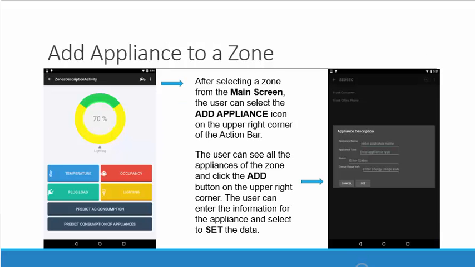After selecting a zone, the user can add an appliance to a zone by clicking the Add Appliance icon on the upper right corner of the action bar. The user will then see a list of all the appliances in the zone and can click on the Add button to add an appliance, where he can enter the information of the appliance, such as the appliance name, appliance type, the status, and the energy usage in kilowatts.